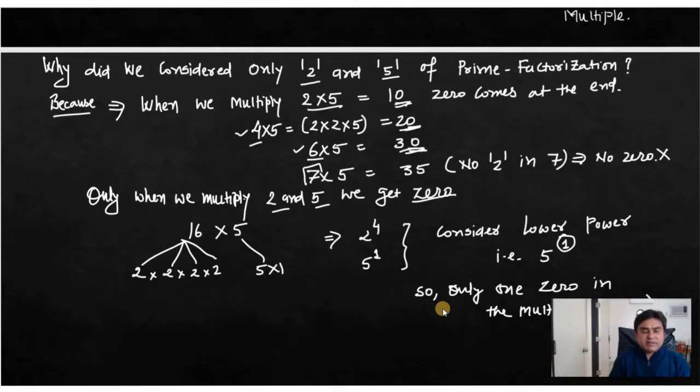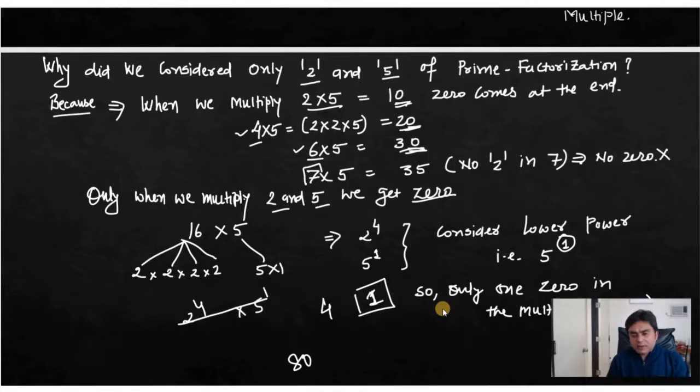Let's say 16 into 5. 16 is 2 into 2 into 2 into 2, so 2 to the power 4, and 5 to the power 1. Now we have to remove the base and only consider the power. The power is 4 and 1. Which one is lower? 1 is lower. So we can say 80 has only 1 zero, because of the 1 power, only 1 zero from the last.